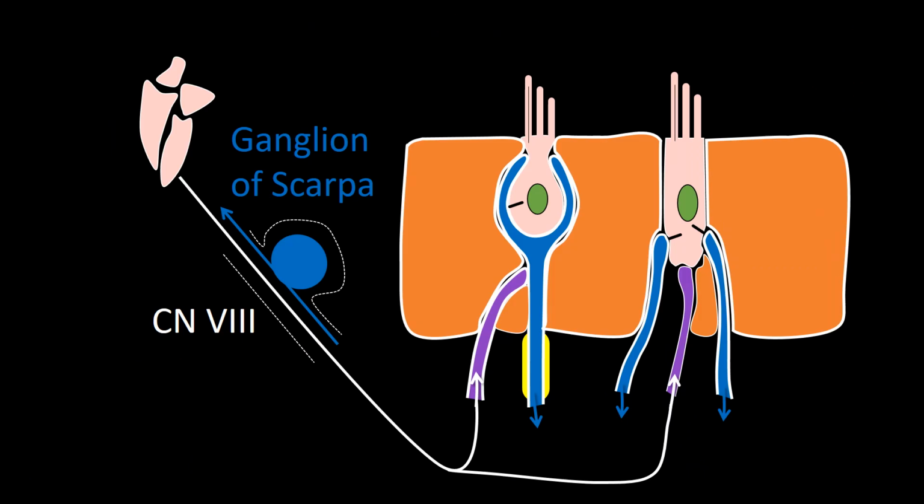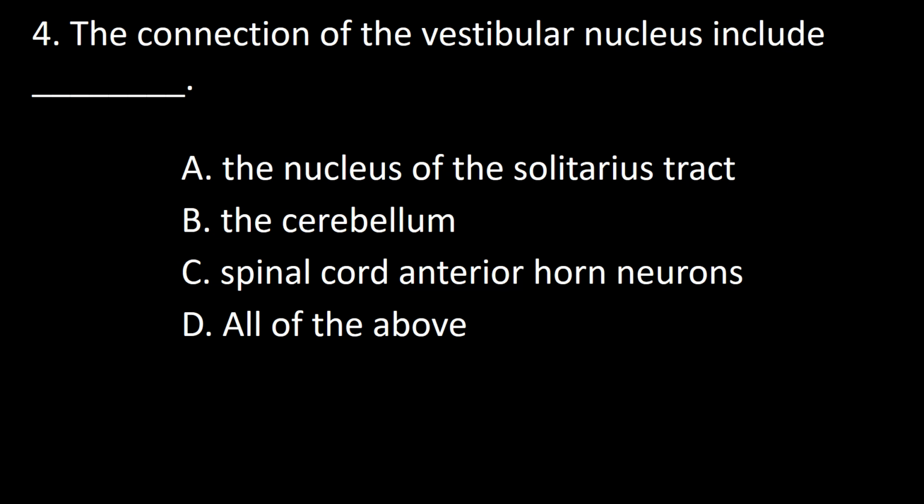Having finished with the cerebellar connections, we will address vestibular apparatus connections. The vestibular nucleus sends fibers to the neuroepithelium of the saccular and utricular maculae and to the crista ampullaris in the semicircular ducts. These fibers greatly influence the signal arising from the hair cells. So the answer to this question is D.